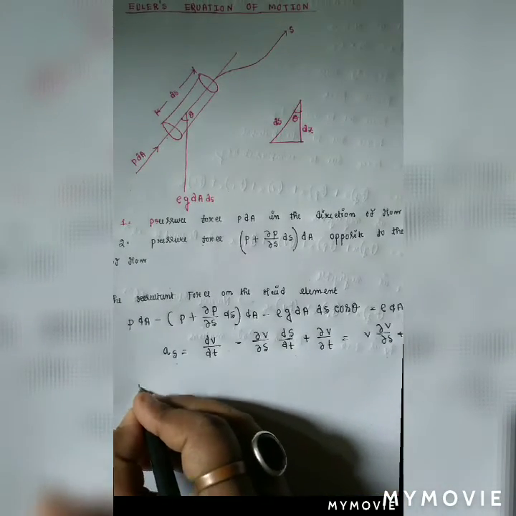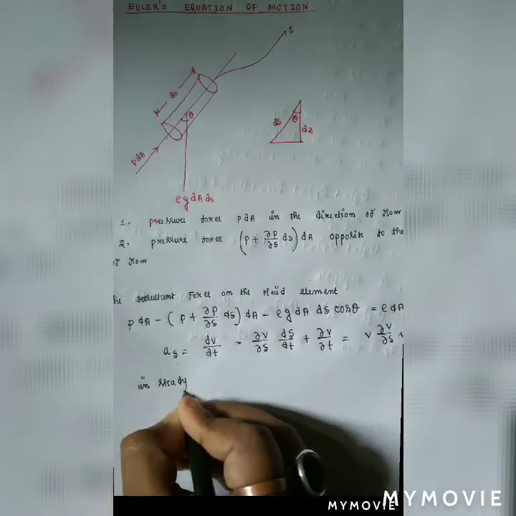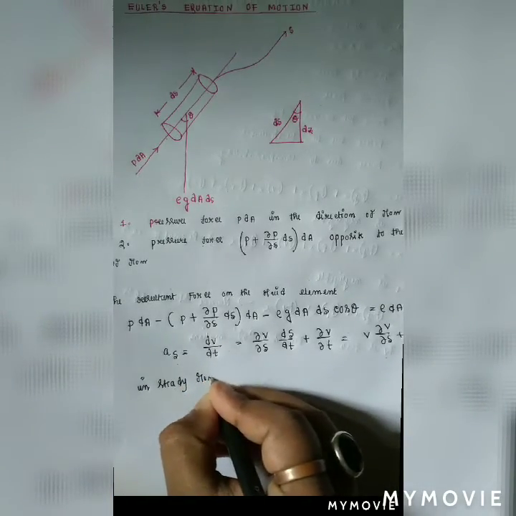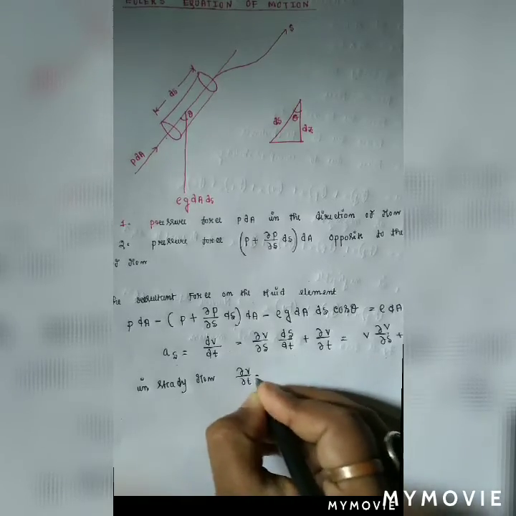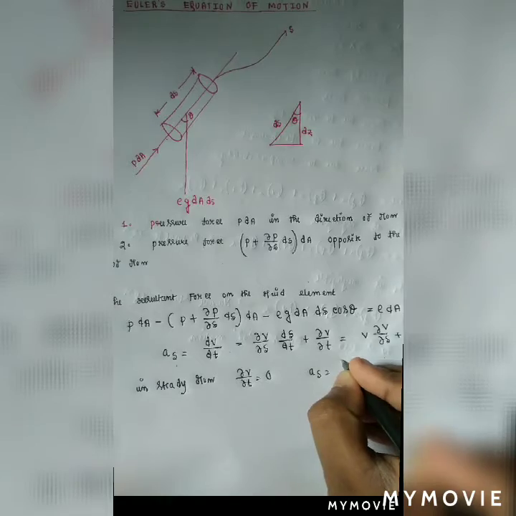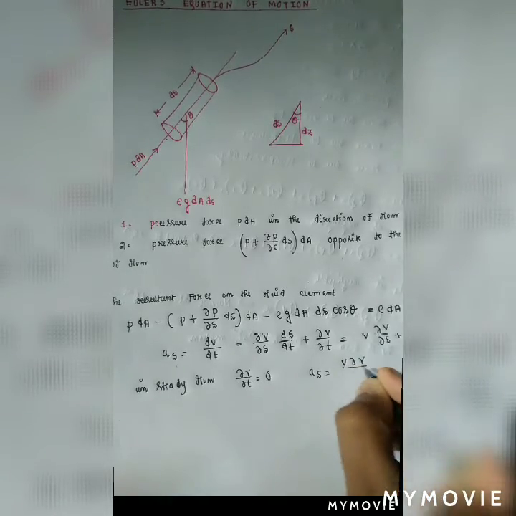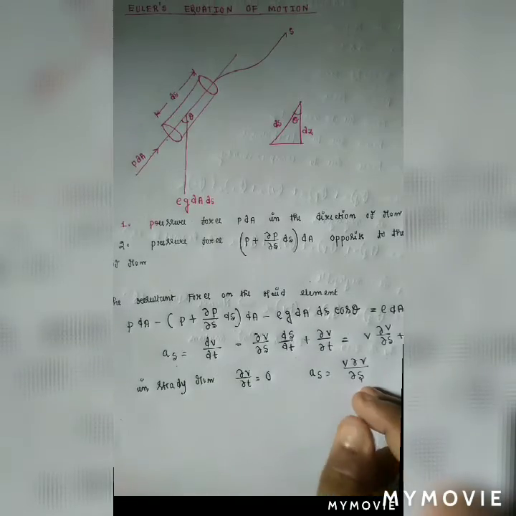We know in steady flow del v by del t equals 0. Then we get as equal to v del v by del s.